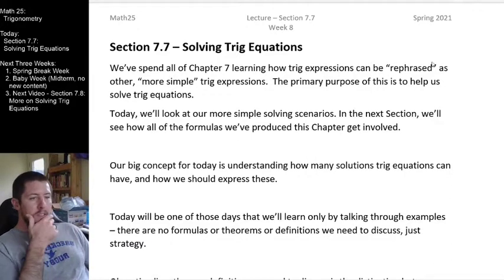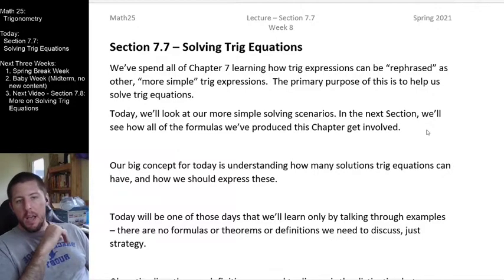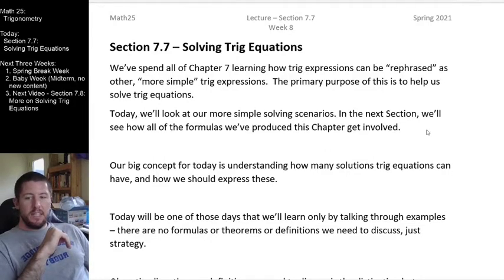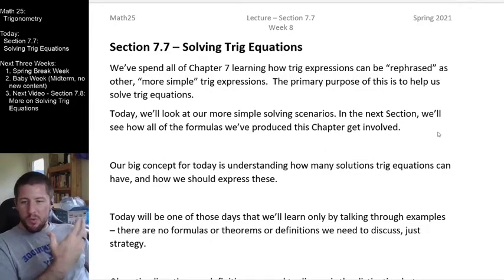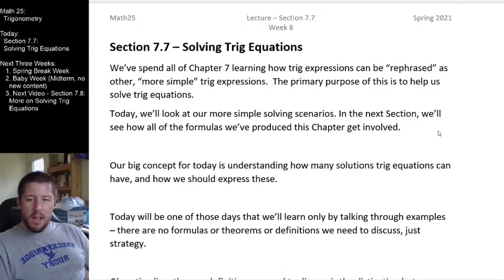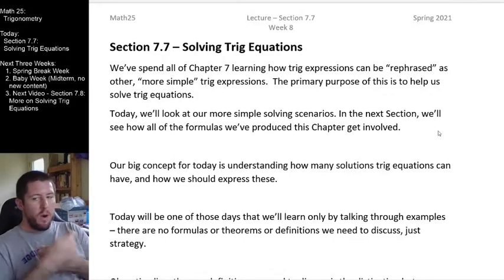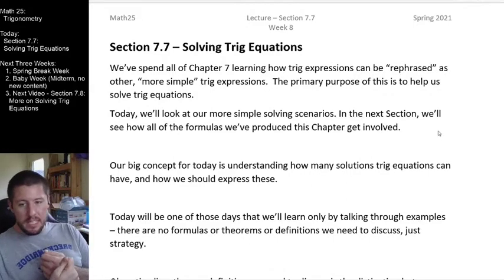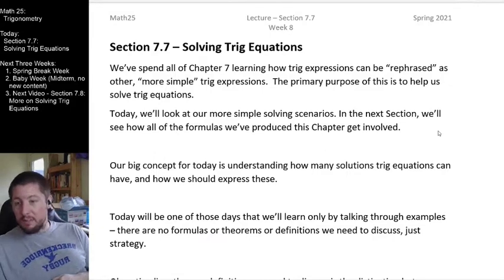Let's solve some equations today. So we've spent all of chapter 7 learning how trig equations can be "rephrased" into other more simple trig expressions. I put rephrased in quotes right there just because that's a weird math word to use, a rephrasing. That's like an English word right there. But all we've really been doing is just converting quantities into other equal quantities that just look different. So it's sort of just like phrasing something different.